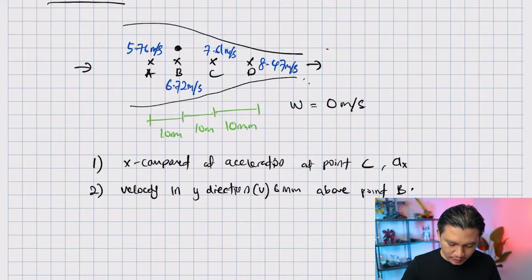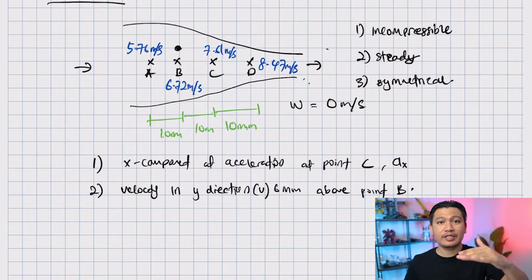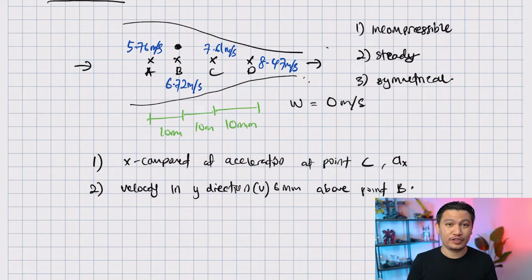Our assumptions are, first, that the flow is incompressible. Secondly, the flow is steady. And finally, that the flow is symmetrical, meaning that the flow profile above the ABCD points is similar to the flow profile below the ABCD points. Okay, now let's figure out how to solve this problem.